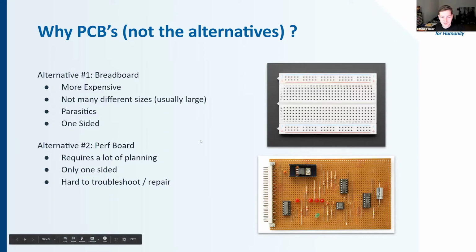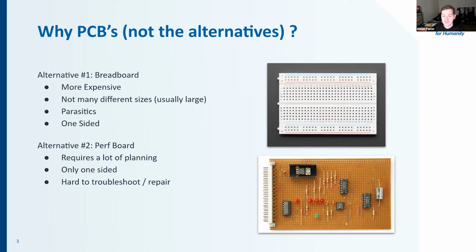So the alternative number 2 is a perf board. This requires a lot of planning because it is semi-permanent. And actually on the underside of this perf board, what you would see is just lines of solder or wires running around.